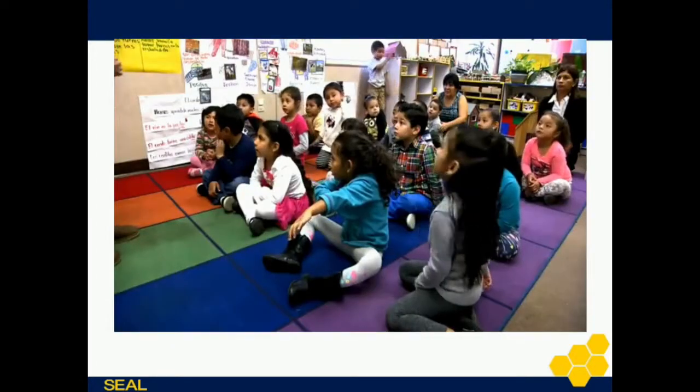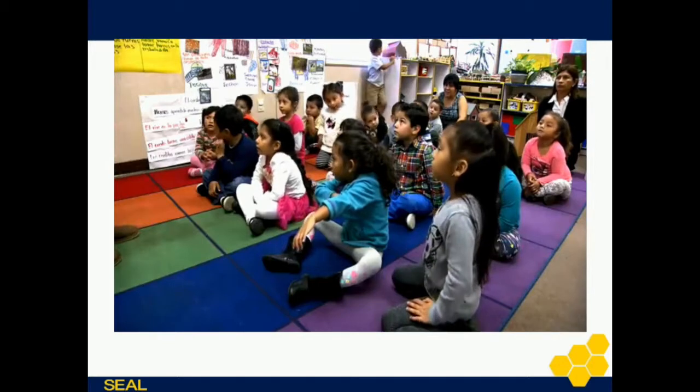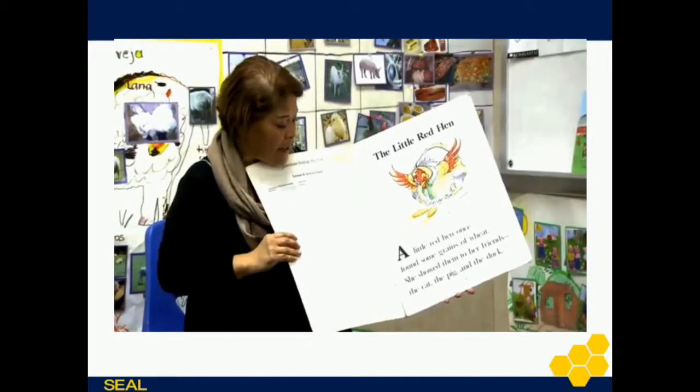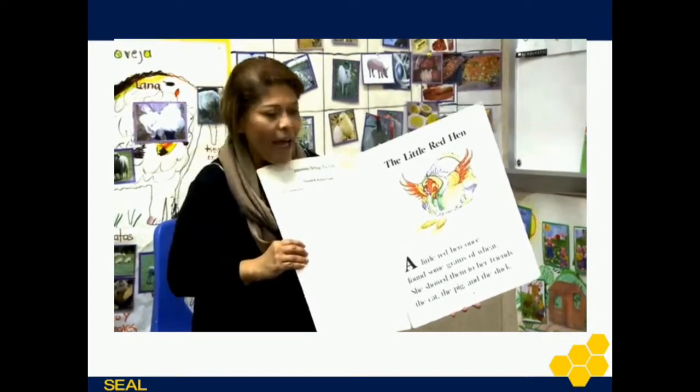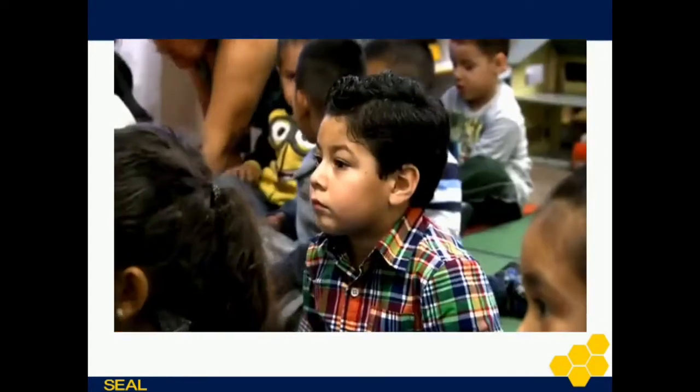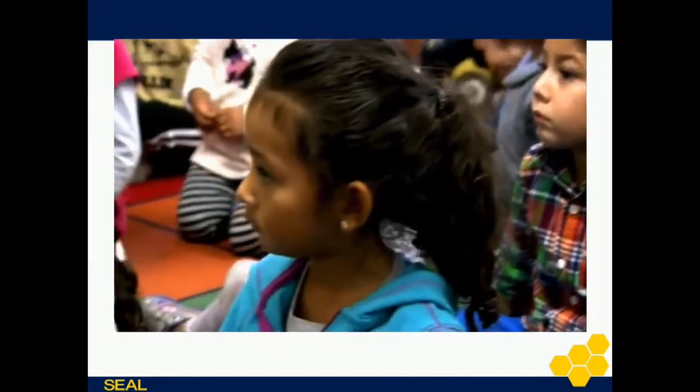A little red hen once found some grains of wheat. She showed them to her friends, the cat, the pig, and the duck. Who will help me plant this wheat? Said the little red hen.